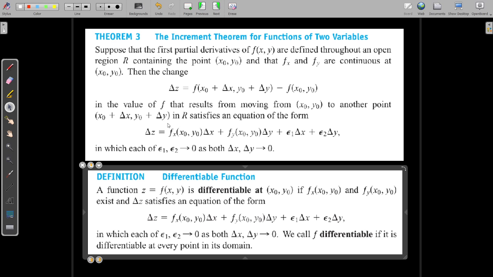Once you define the change in this z, then you can define the differentiability of z. This z equal to f of xy is differentiable if this theorem holds. That's the idea of the definition. Definition: differentiable function of two variables. Okay? So if this happens with epsilon 1 and epsilon 2 tending to 0 as both delta x and delta y tend to 0, then we call this a differentiable function. So this is the definition.